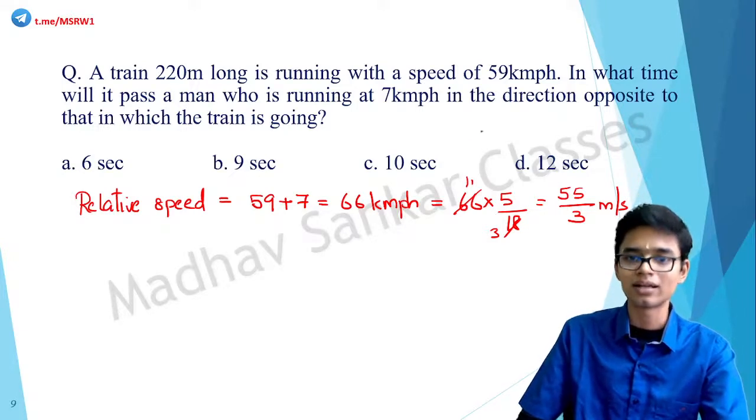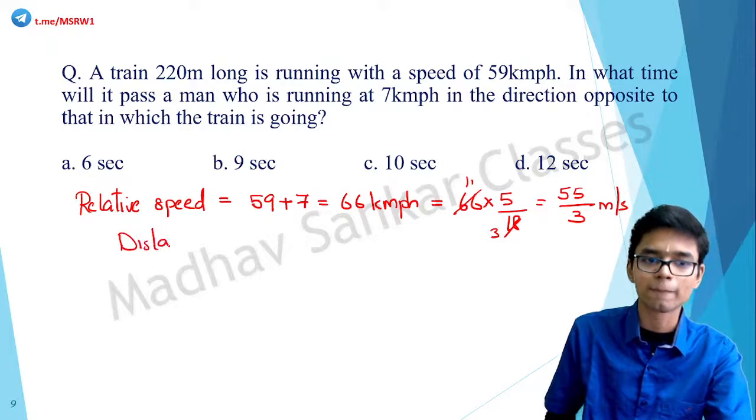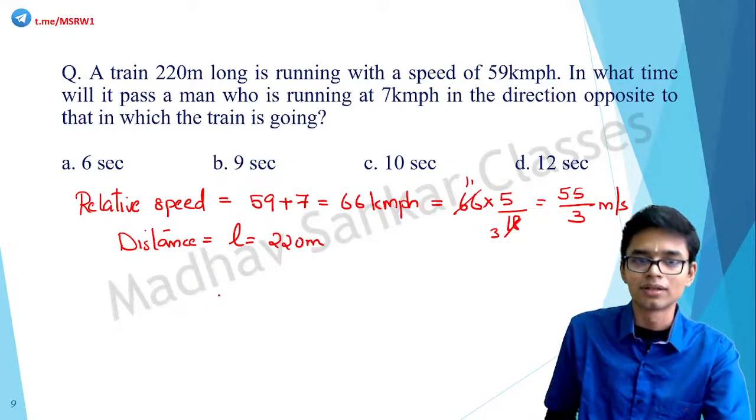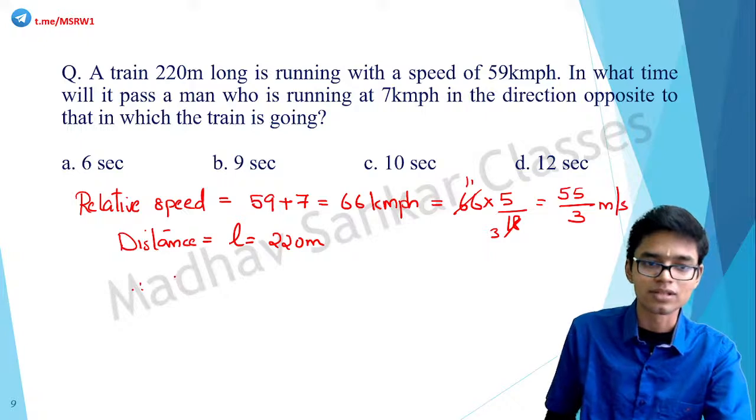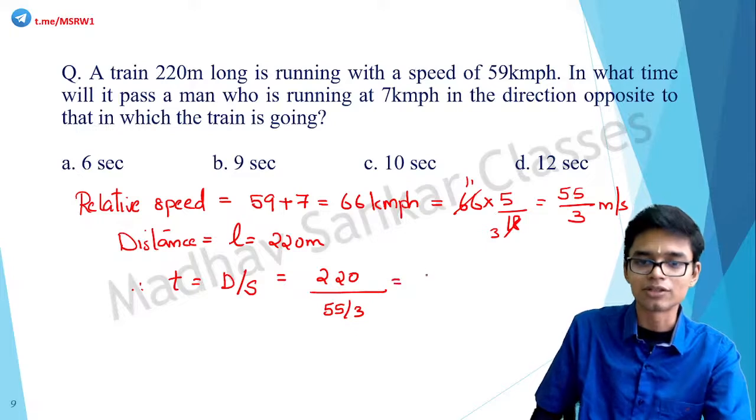Correct. Now, since the length of the man is insignificant, the distance is basically the length of the train. So distance is equal to the length of the train, which is 220 meters. Correct. So time is equal to distance by speed, which is 220 divided by 55 by 3, equal to 220 into 3 by 55, equal to 12 seconds.